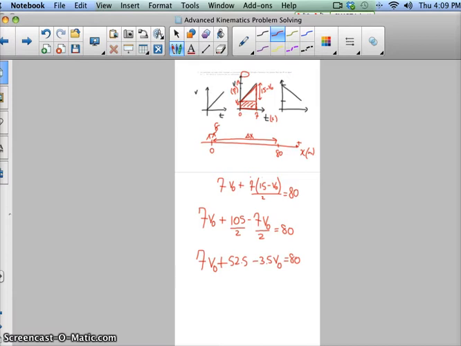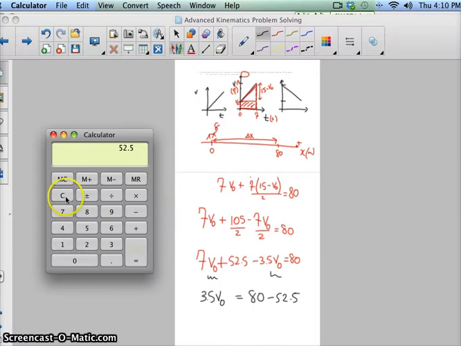Okay? And 7 minus 3.5. So since both of these have V naught, we can subtract them, like 7 apples minus 3.5 apples. So that makes 3.5 V naughts. And this is going to equal 80. And now I'll subtract my 52.5 from both sides of the equation. So 80 minus 52.5. Not sure what that is. Might as well calculate that. 80 minus 52.5. And I get 27.5.